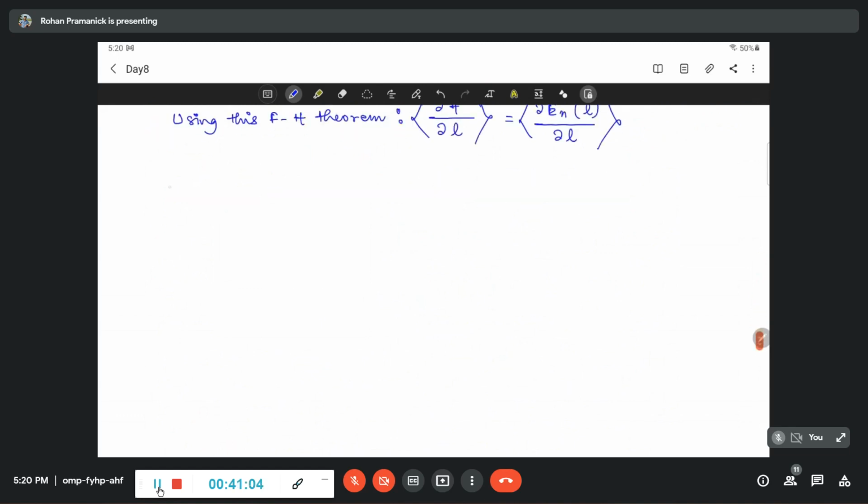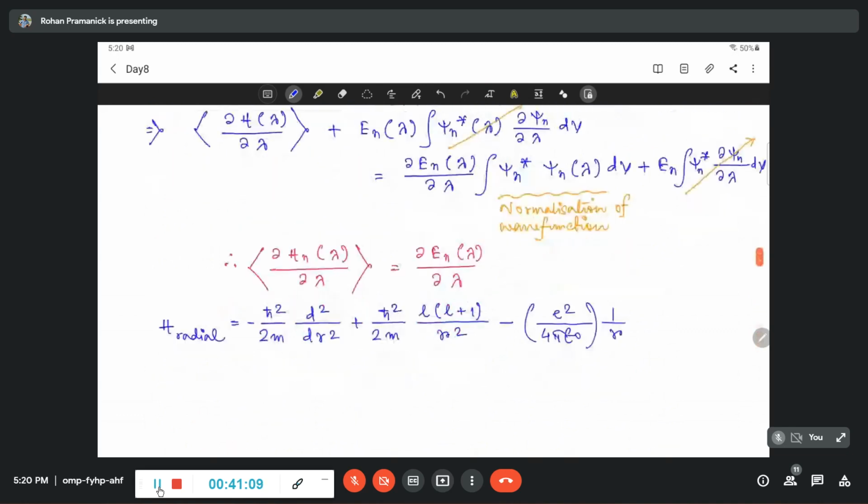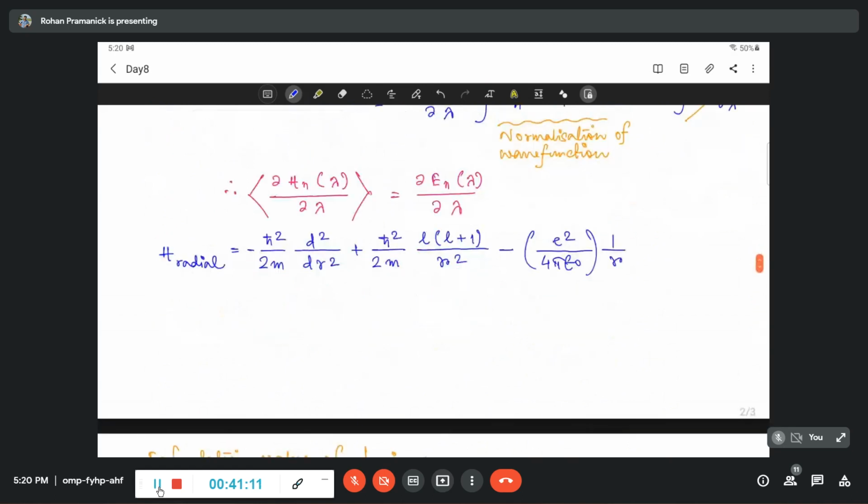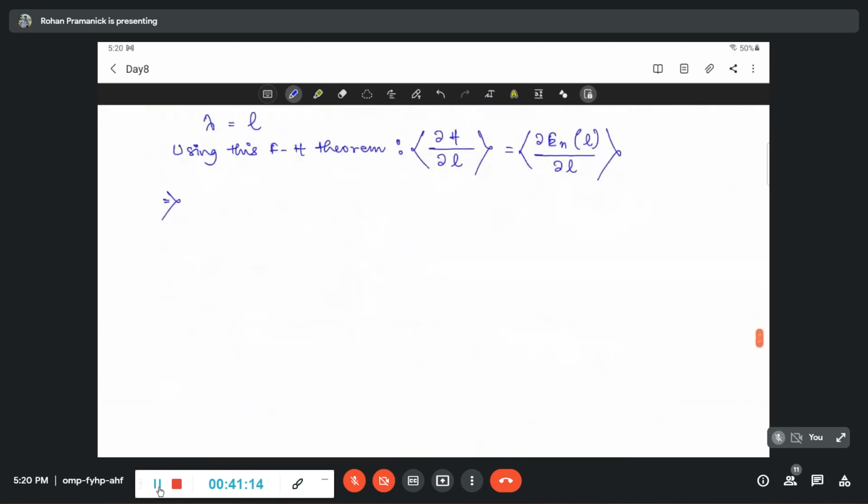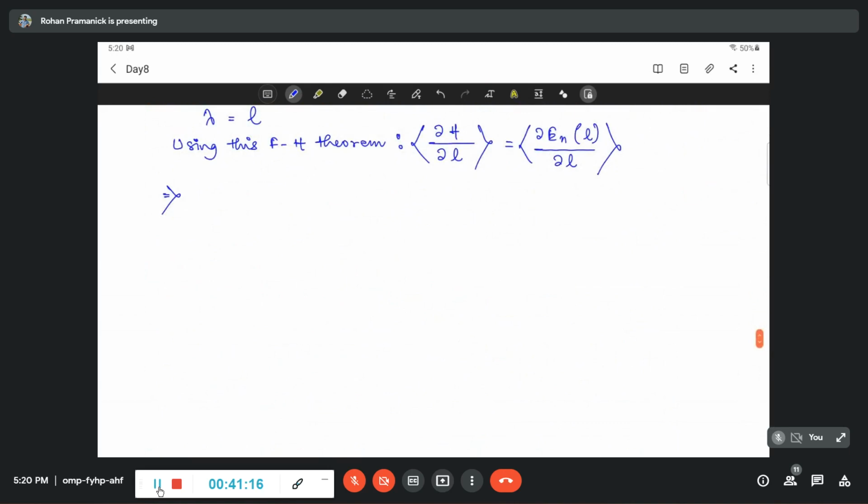So what is this? If you derivate it, you will get L times L plus 1. So this is L square plus L. Okay. Now I will try to do it correctly. This is h cut square by 2m. So there is 2L plus 1 if you derivate it with respect to L, and you leave the r square part, and you have an expectation in the left hand side.